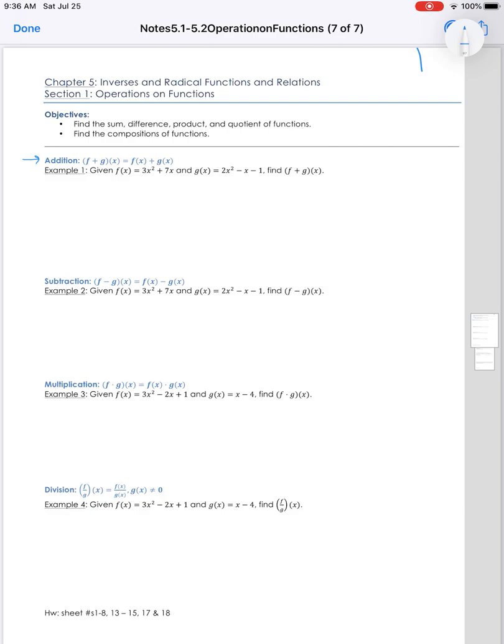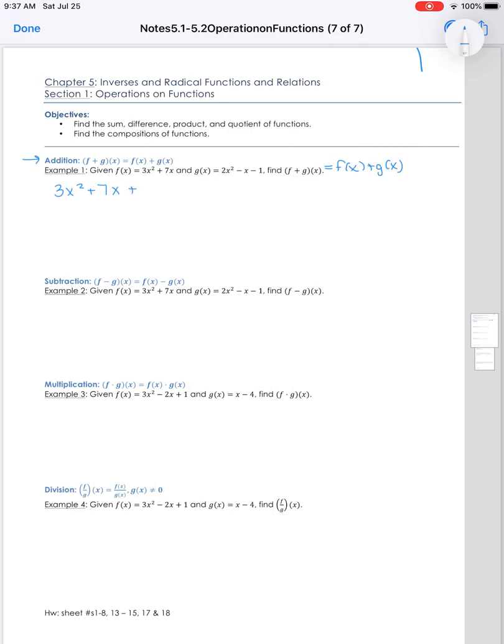So chapter 5 is going to talk about inverses, and we're going to go over radical functions and relations. So 5.1, we're going to talk about operations on functions. So we're going to go over the basic addition, subtraction, multiplication, and division.